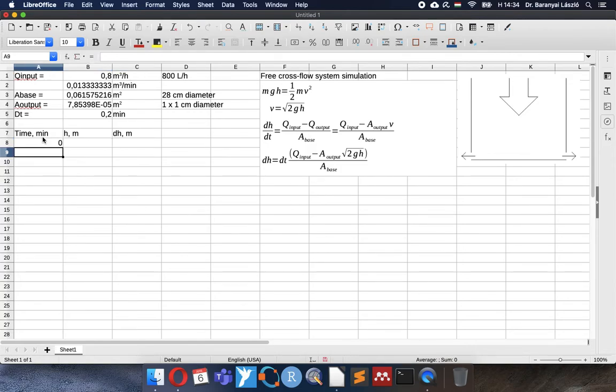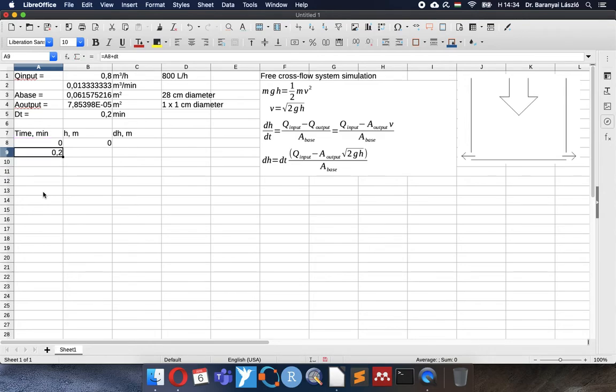First will be the initial time 0 and the initial water level of 0 as well. The time step, I also name as dt. Why I do this? Because I hate when people use the dollar signs in the formula. It is less readable. I will say that the time I will calculate the previous plus the dt time step.